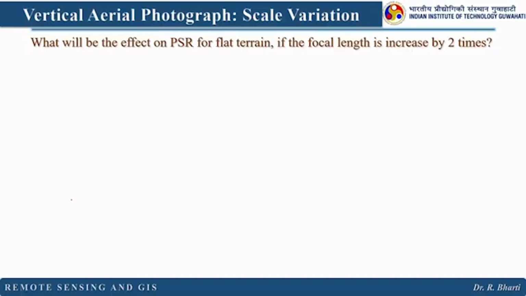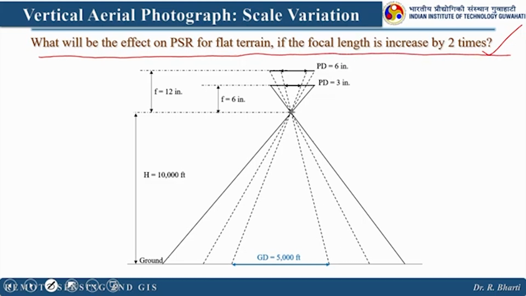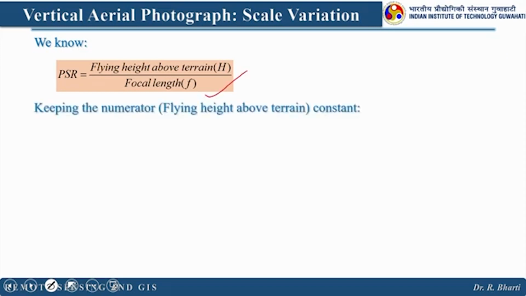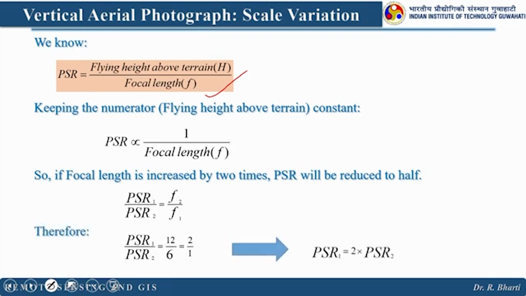Now let us see some examples. This is one question for you to try, and the answer is given in the next slide, but before going to the next slide, please try it yourself. The question is: what will be the effect on PSR for flat terrain if the focal length is increased by 2 times? We know PSR is equal to flying height above terrain divided by focal length. Keeping the numerator, flying height above terrain, constant, PSR is directly proportional to 1 by focal length. So if focal length is increased by 2 times, PSR will be reduced to half, so there will be a change in the PSR.